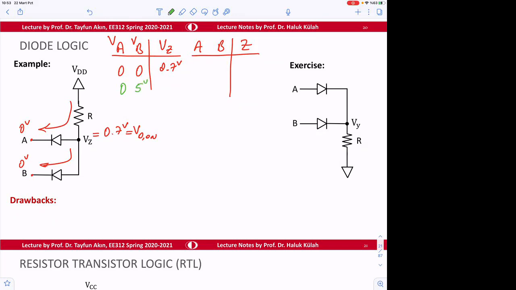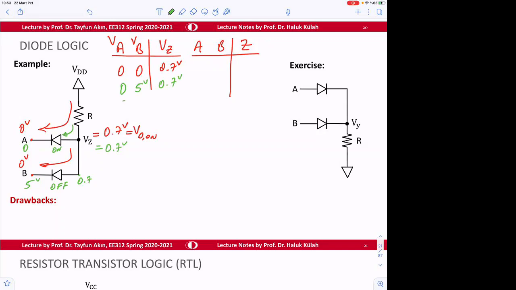So if that's the case, then for this case, this is going to be 0, and this is going to be on because there's going to be current flow here. And then this voltage becomes again 0.7 volts. Now this voltage is 5 volts, this is on, and this voltage is 0.7 volts. So the diode is off, right? It's reverse biased. But the output is going to be 0.7 volts, okay?